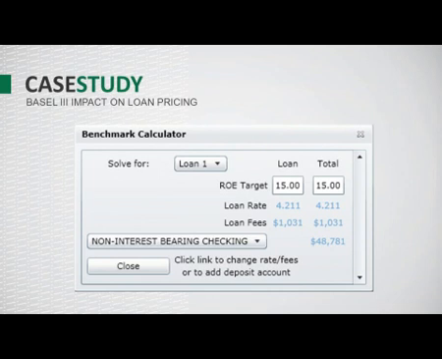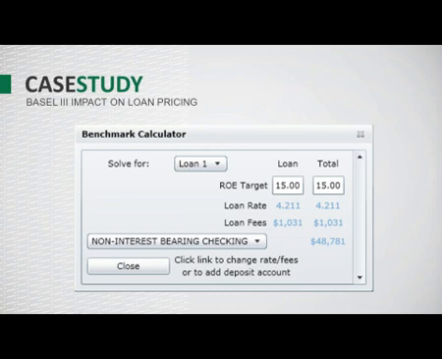so that 15% ROE is the target we're shooting for. If you remember back, we initially set this loan up with a 4% rate. What the benchmark calculator is telling us is that, in order to get this loan up to that 15% ROE hurdle from the just shy of 14% that we had, we'd have to raise the rate on this loan up to 4.21. Alternatively, the benchmark calculator also solves for a couple other variables. We can get to that 15% target through loan fees or through the addition of a profitable checking account. In this case, around a $50,000 average balance non-interest-bearing checking account will also get us to that 15%.